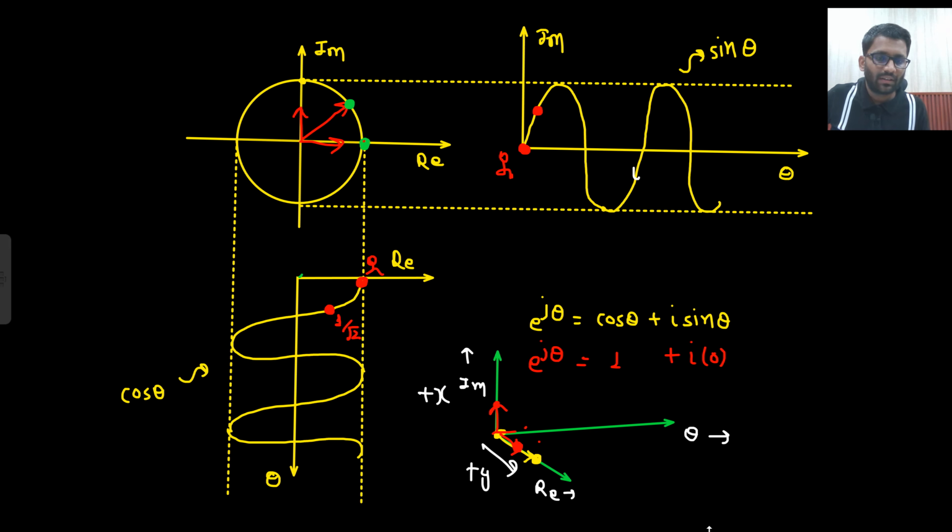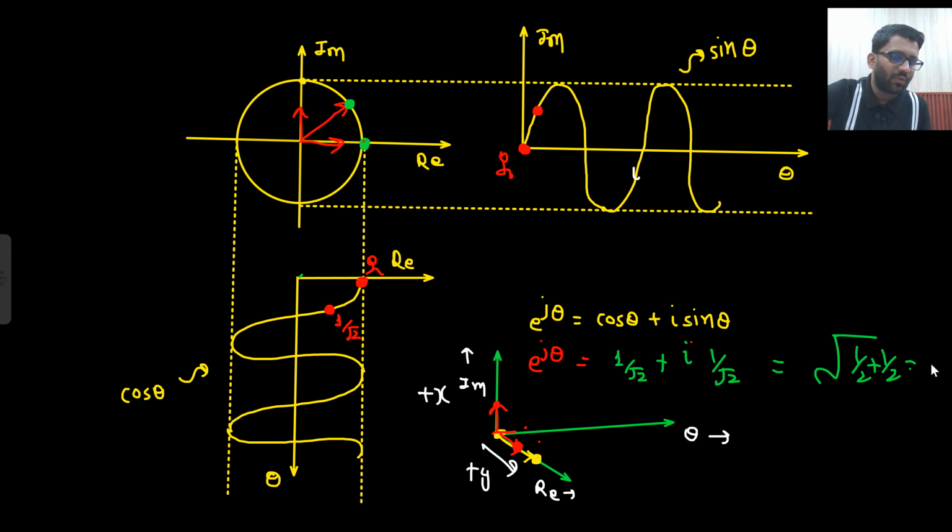Or you can see it by this expression as well. What is this expression? e to the power j theta. So e to the power j theta, cos theta value is 1 by root 2 plus j sin theta value is 1 by root 2. So on real axis 1 by root 2, on imaginary axis 1 by root 2. What will be the amplitude of that? 1 by 2 plus 1 by 2. What will be the amplitude? 1. Initial amplitude was also 1. Now also amplitude is 1.